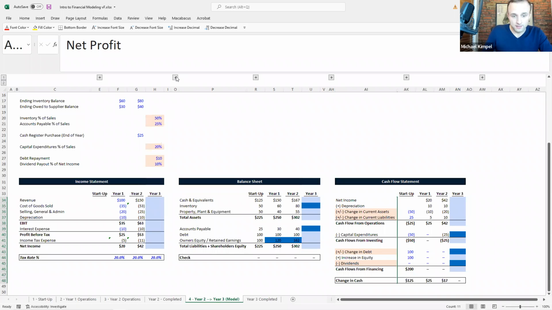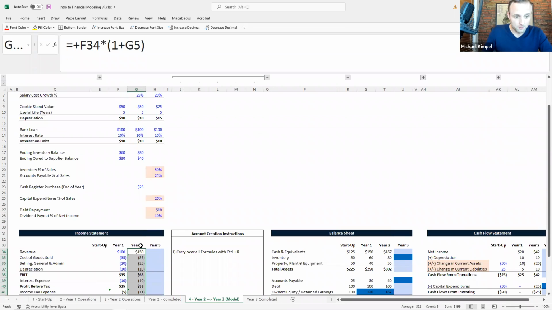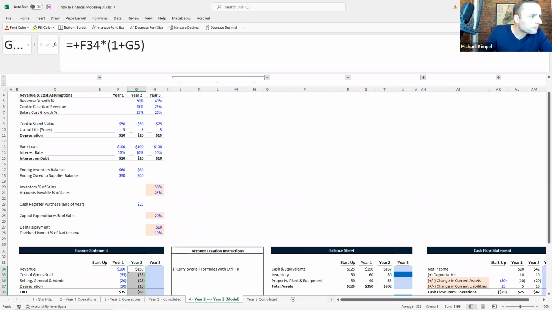Now, one of the easier exercises of the night is creating the next year of the income statement. If you look up above, let me just ask a question here.